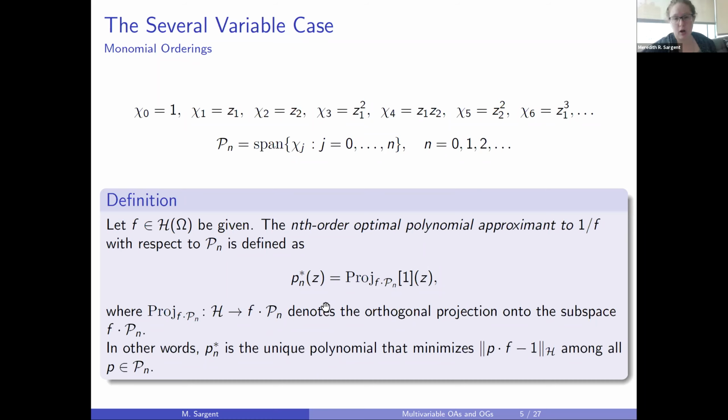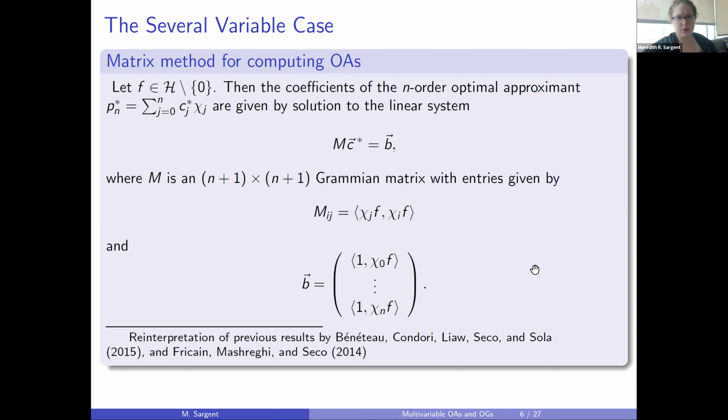Now, there's a way to actually compute these using matrix methods. And this is the method that we use to actually compute some of our examples. This is kind of a reinterpretation of some previous results. In our work, Alan and I do this for a somewhat general reproducing kernel Hilbert space. We require the reproducing kernel Hilbert space to be on a region containing the origin, and we later ask that the monomials are orthogonal. But you can say, all right, just build yourself a Gramian and solve this matrix equation.